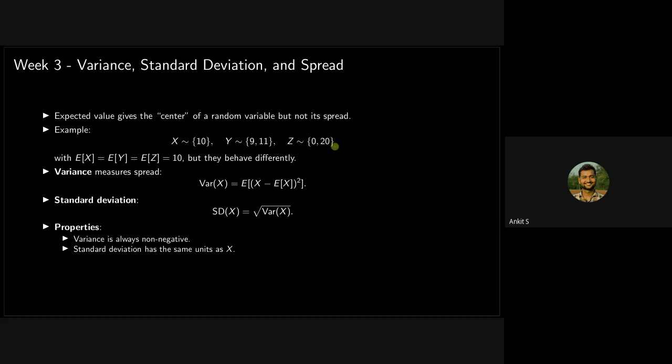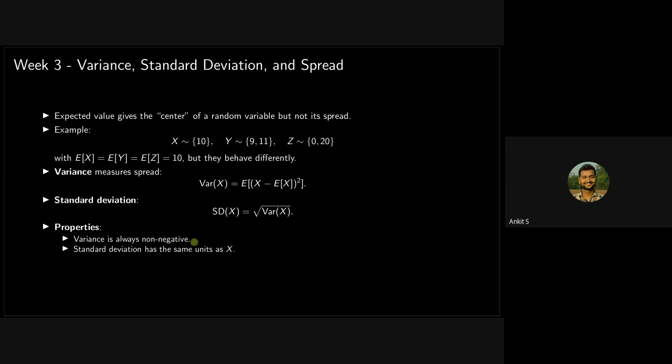All of these are uniform, and z takes value 0 and 20. Now if you calculate the expected value, for all of them it is 10. But all of them are different. So how do we differentiate between them? Variance and standard deviation is what differentiates between them.